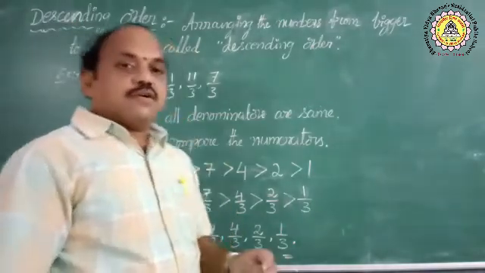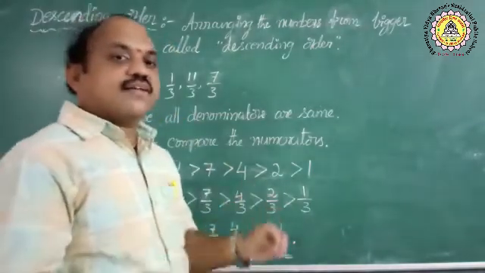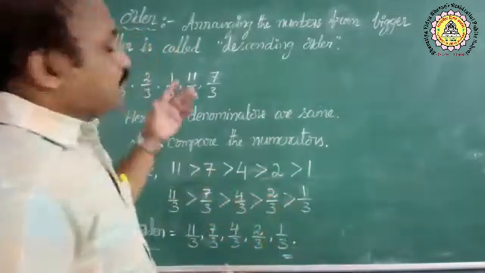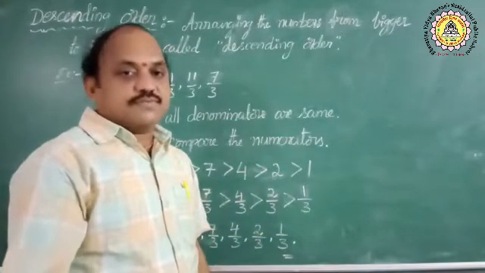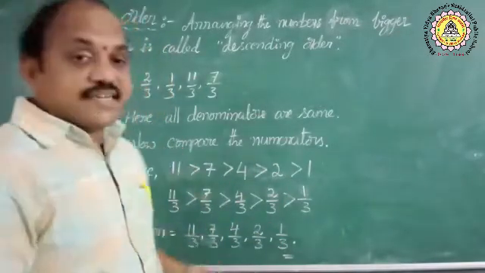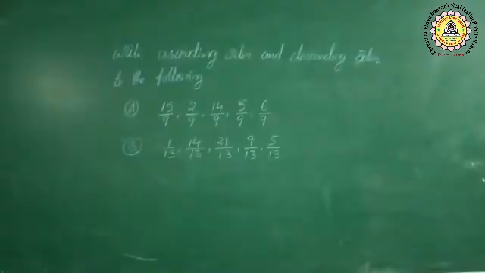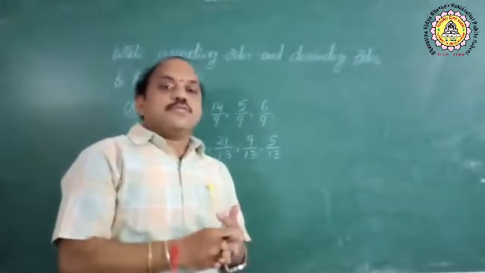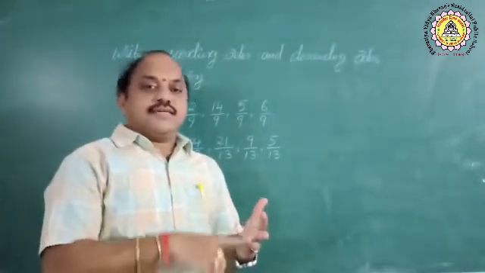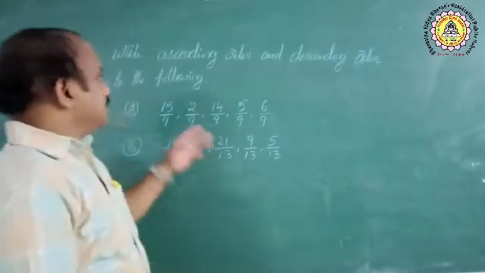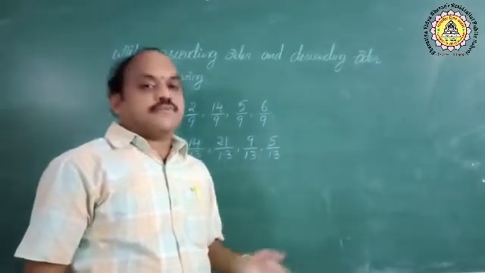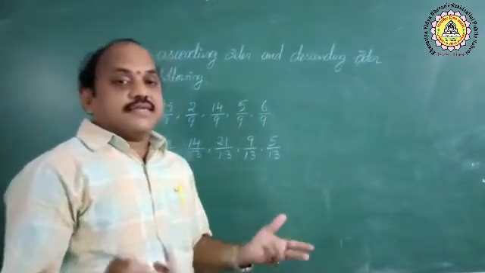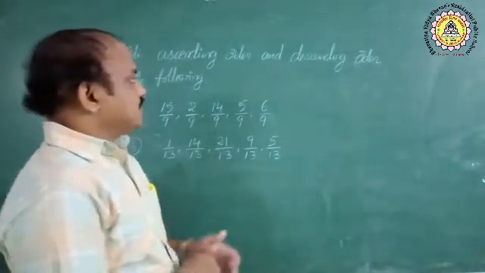Okay students, now how do you understand how to write the ascending order and descending order for fractional numbers? I think you understand how to write ascending and descending orders for fractions. Is it clear to all? Okay children, we already discussed what a fraction is and the types of fractions, and after that, how to write ascending order and descending order for the given fractions.